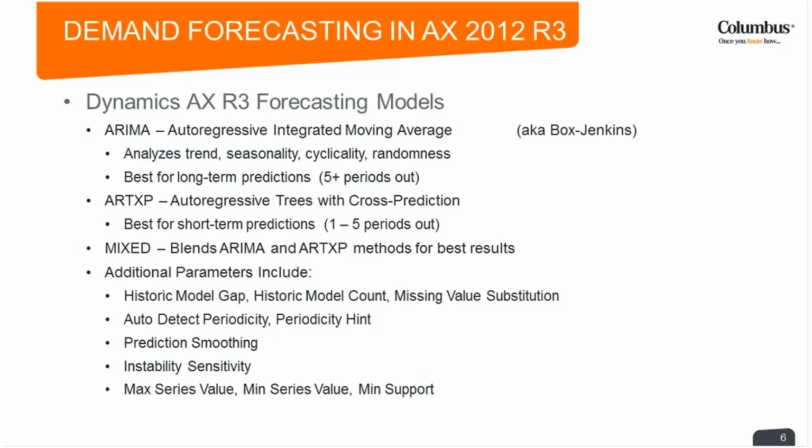And then, like I said, the key is you have the ability to mix those, and you have parameters to manage how that mixes and how ARIMA and ARTXP make their decisions. Okay, so you'll see here you've got some additional parameters I've listed, like historical model gap, historical model count, missing value substitution, where it finds missing values and tries to make substitutions for those values, and you can manage parameters around that.